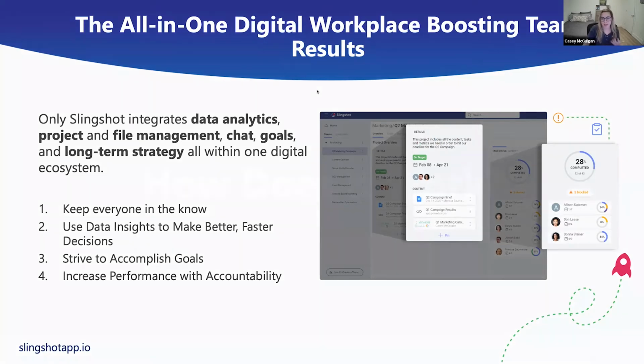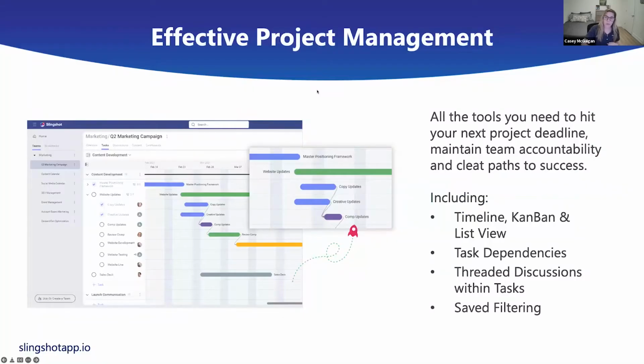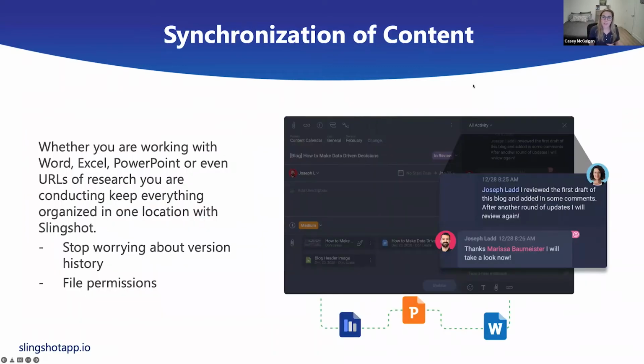So how do we accomplish those things in Slingshot? Well, you have effective project management, where you have the ability to create tasks, manage projects, look at your tasks in different views, set task dependencies, and have conversations directly within your tasks. We also have synchronization of content. There is collaboration and in-context chatting going on everywhere in Slingshot, whether you're in a task, or at your team and project level, where you can have transparent conversations and discussions.